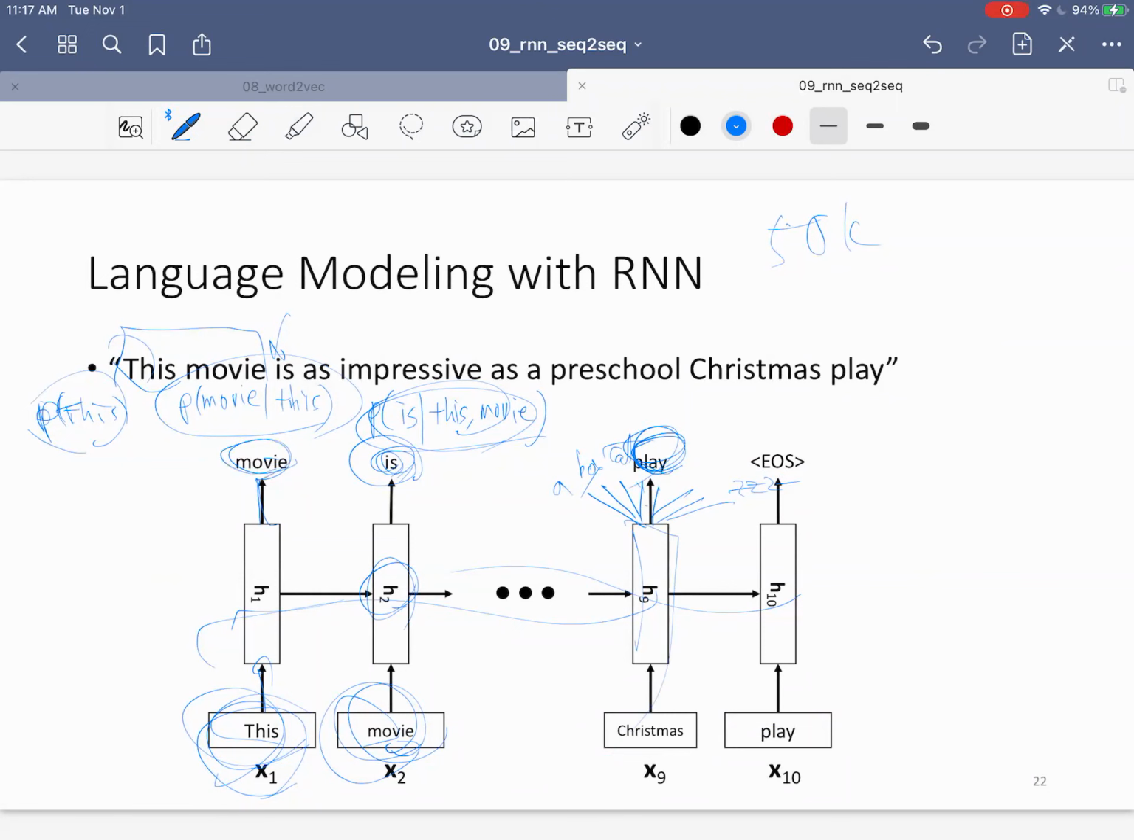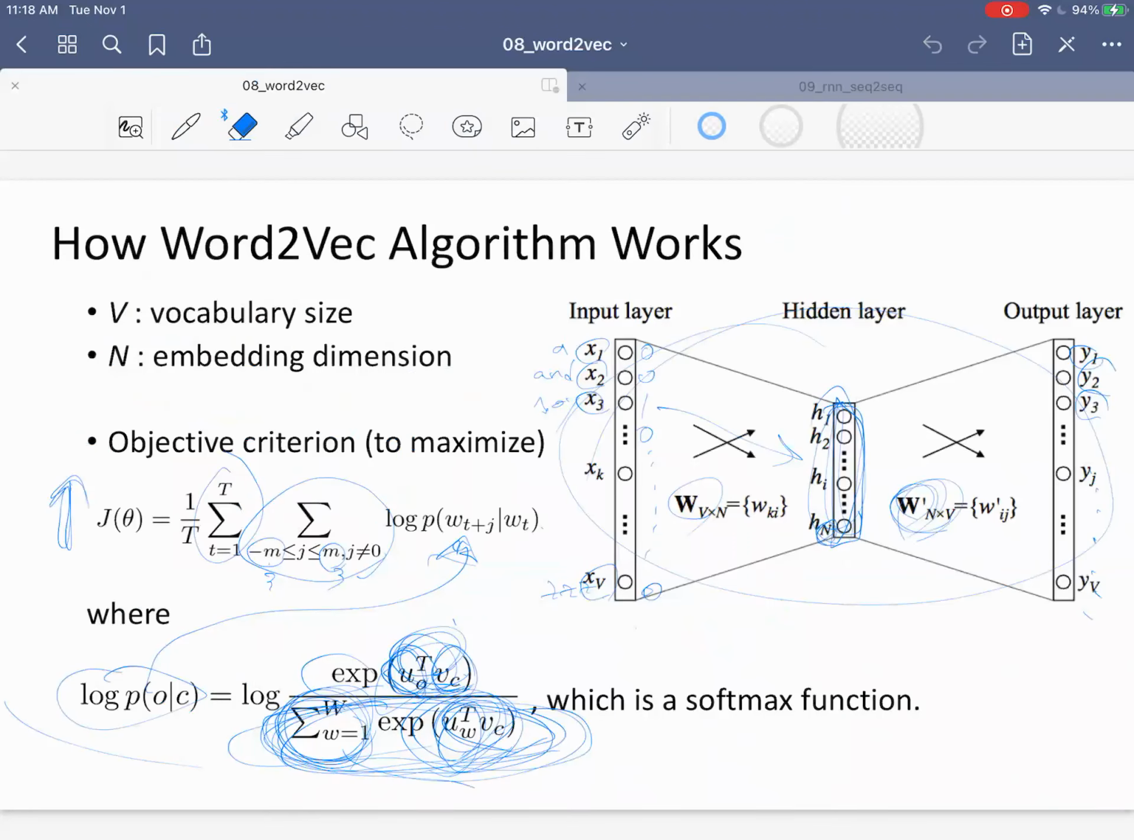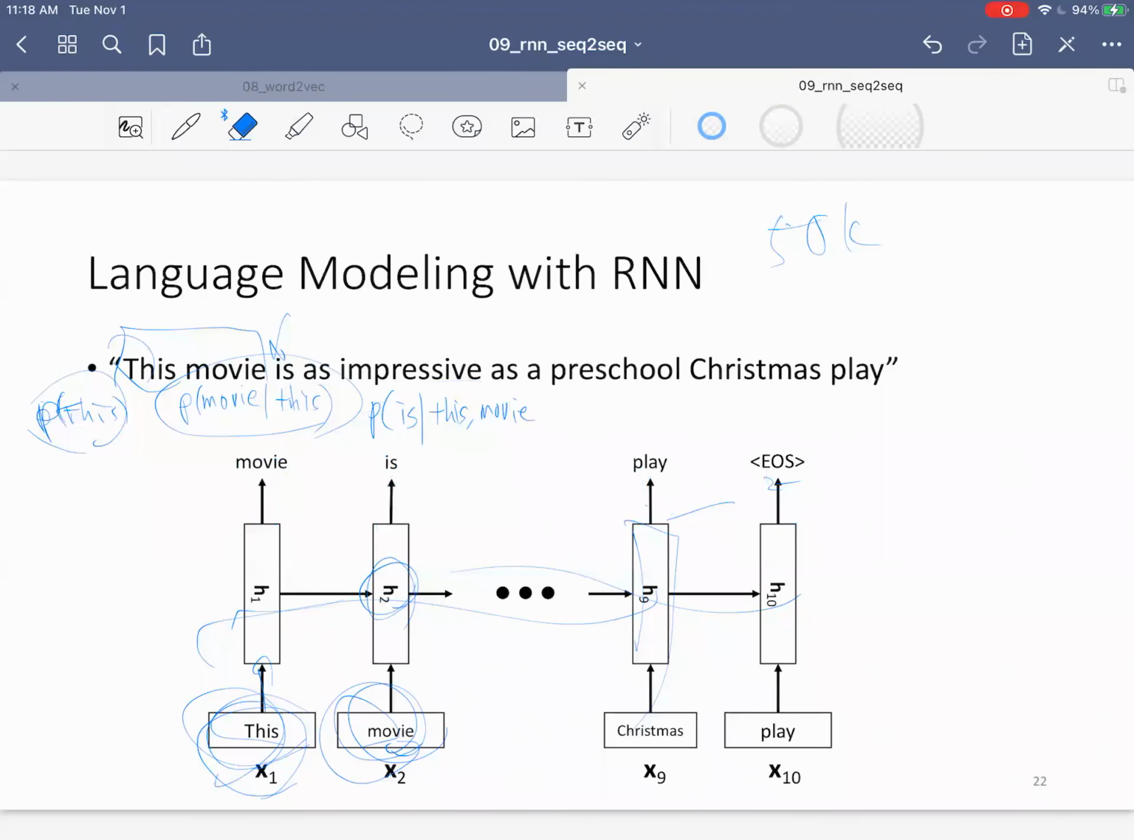So you do a softmax classification for every time step. And if you train your model properly, then your model can properly calculate the probability of a given sentence. But more than that, what you can do with this trained model is you can sample: given this, what is the most likely word that comes next?